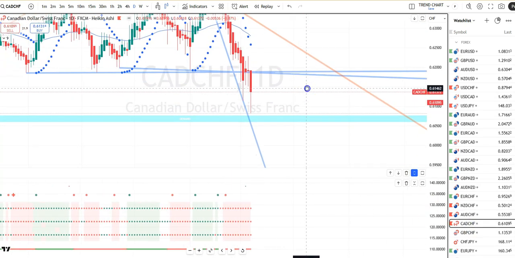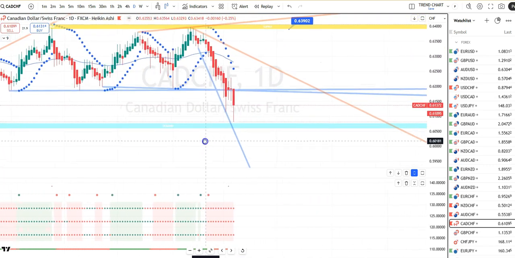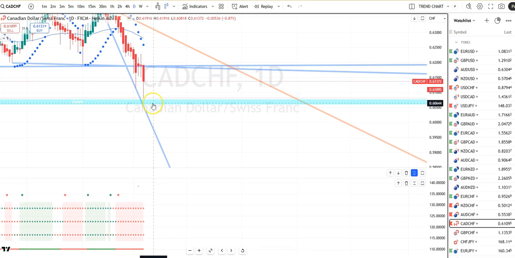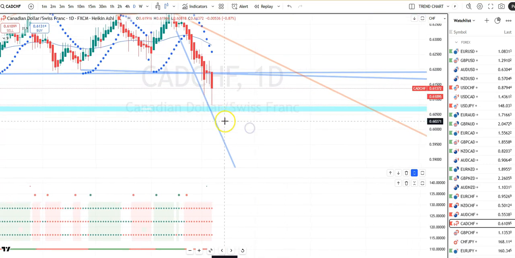Canadian Swiss to the downside, but there is a bit of support down here from a few months ago, so just keep an eye on that. 60.64 is the target, but if it breaks down this area, then I'll let you know.